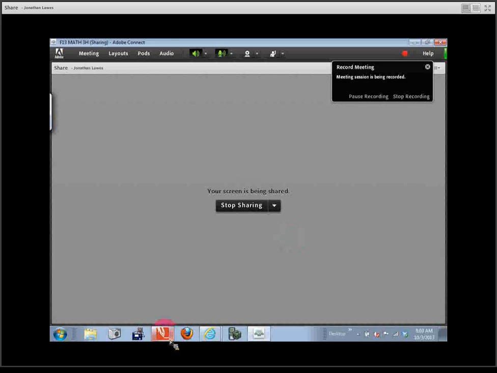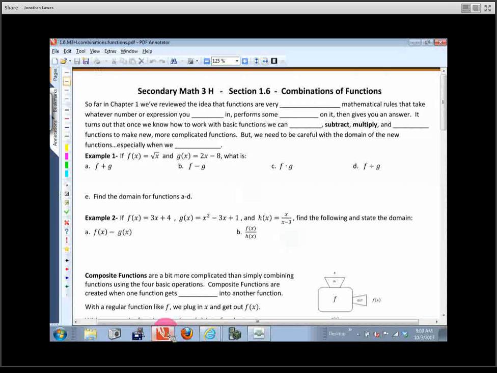Take a look at that little paragraph right there, and let's see if we can fill in what we've got here. So we've been learning about functions in Chapter 1, and we've reviewed the idea that functions are very, and I'm going to use this word, very consistent mathematical rules.